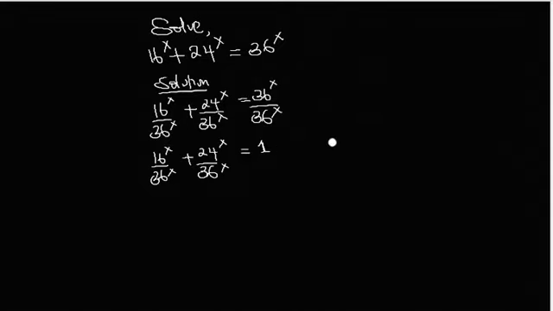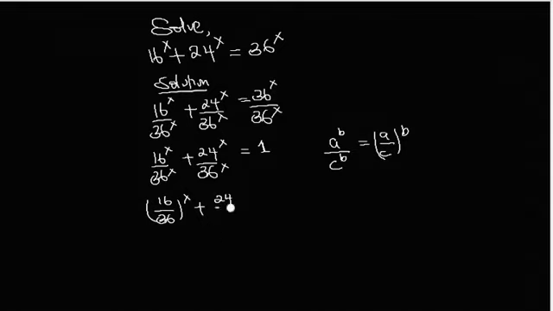We know that if you have an expression a to the power of b over c to the power of b, then that is equal to a over c to the power of b. So we want to use that law to rewrite our expression as 16 over 36 to the power of x plus 24 over 36 to the power of x, and that is equal to 1.